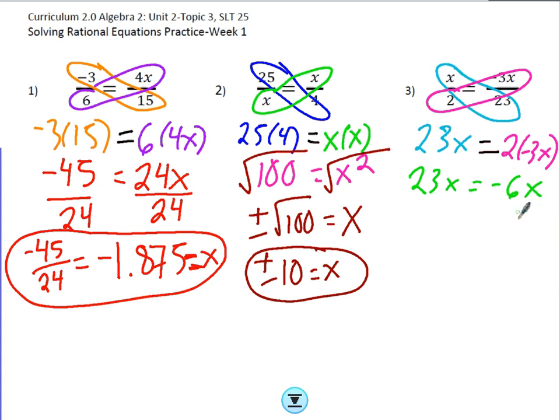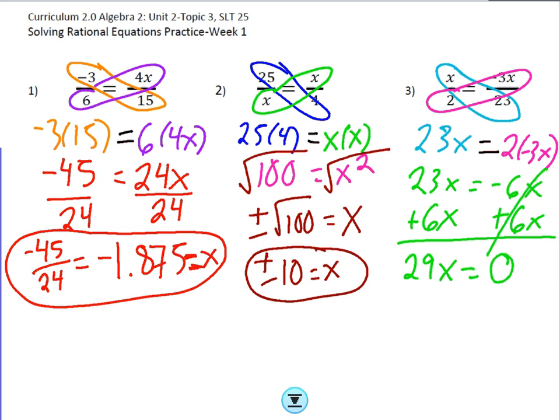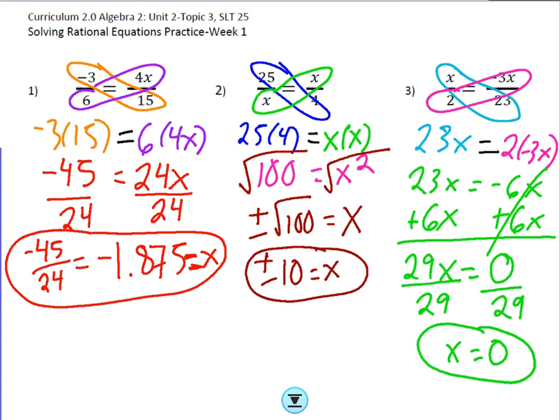So we cannot divide by anything here, including x. What we're going to do instead is we're going to add 6x to each side here. 23x plus 6x is 29x. The negative 6x and the positive 6x cancel, and that equals 0. And then we can solve for x by dividing both sides by 29. So x equals 0 divided by 29, which is 0.